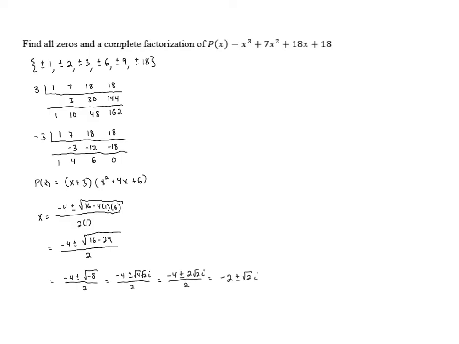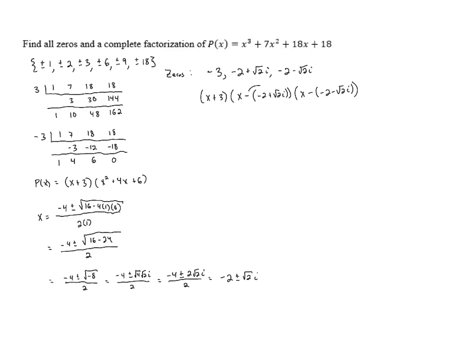So our zeros are going to be -3, which we found earlier, -2 plus root 2i, and negative 2 minus root 2i. Now we know that each of these corresponds to a factor. Negative 3 corresponds to x plus 3. Negative 2 plus root 2i corresponds to x minus negative 2 plus root 2i. And negative 2 minus root 2i corresponds to x minus negative 2 minus root 2i.